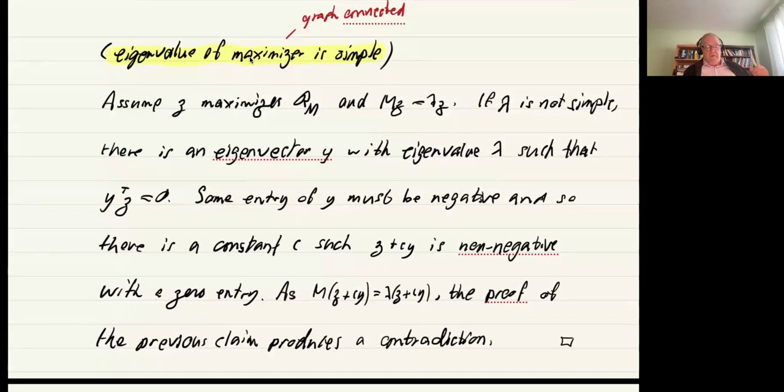If y is not, you can find a linear combination of y and z which is. Some entry of y must be negative because the entries of z are positive. So now I've got this eigenvector y with some positive and some negative entries, and I've got my eigenvector z. I claim I can find a constant c such that z plus cy is non-negative and has a zero entry. Now I go back to the proof in the previous part and argue that can't happen, because the neighbors of that vertex will have non-negative weights, so you're using the machinery there.